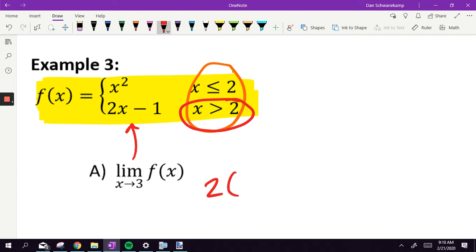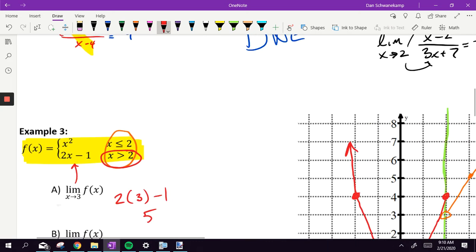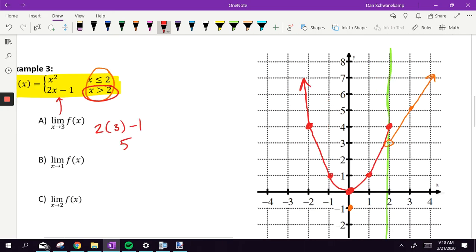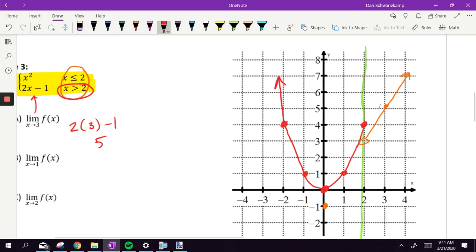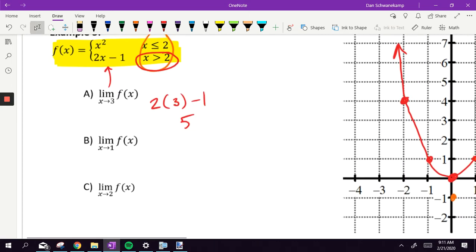So all we've got to do is plug in. 2 times 3 minus 1. That's 6 minus 1. My answer is 5. If you look at your picture, it should back it up. At 3, oh yeah, I'm getting closer and closer to this y value of 5. Should make sense.